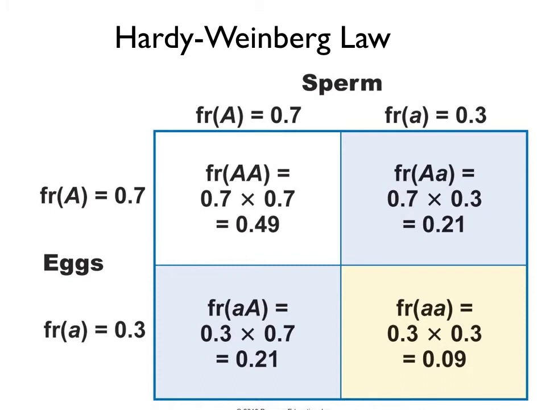But note that those two, the top right, the bottom left, the blue squares, are the exact same genotype. They're heterozygotes. There are two different ways to make a heterozygote.